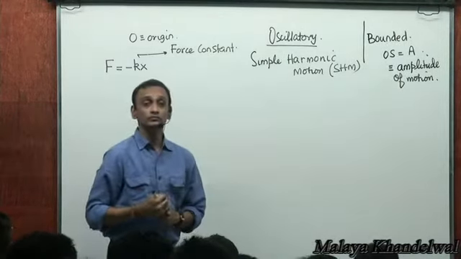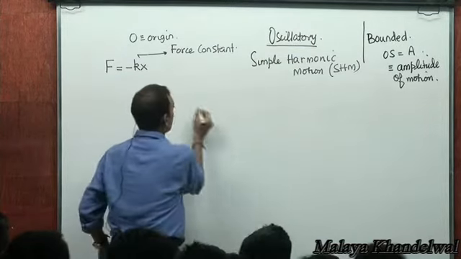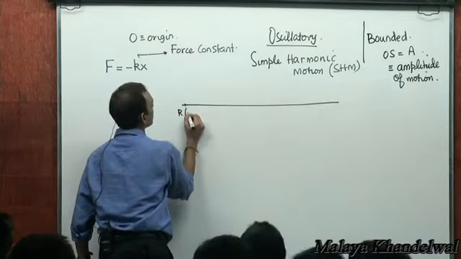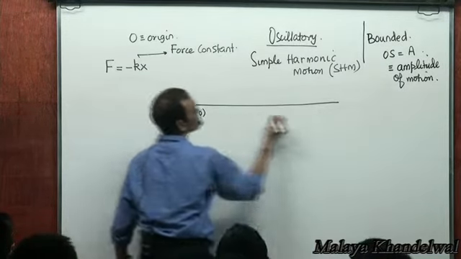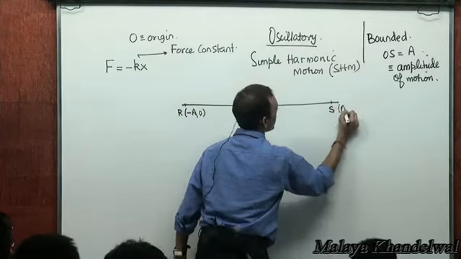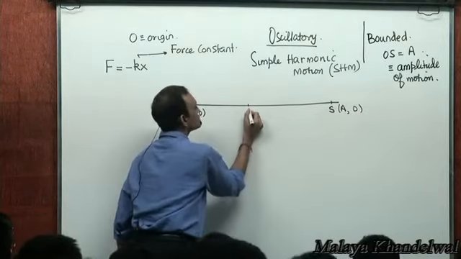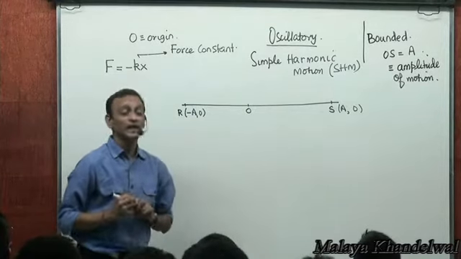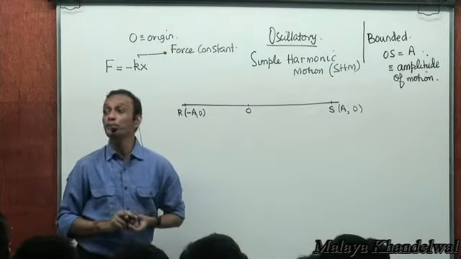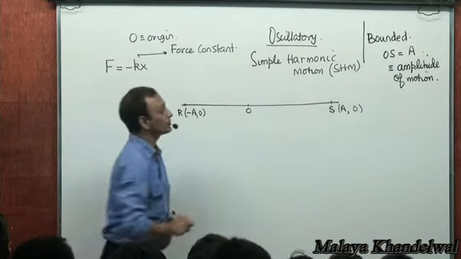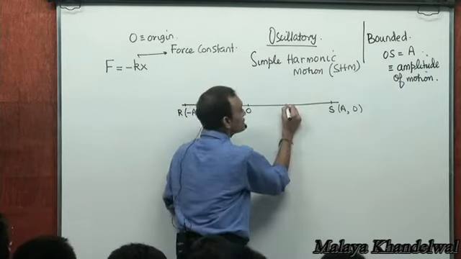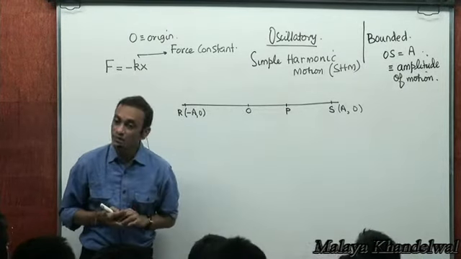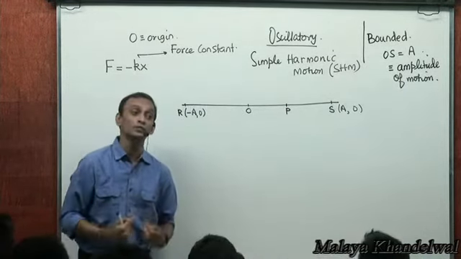Now, if a particle is executing SHM between limits R, which is minus a0, to S, which is a0, with O being the mean position or equilibrium position, then we define a very important entity for this motion. Let's say at a certain instant the particle is at P and is moving to the right.